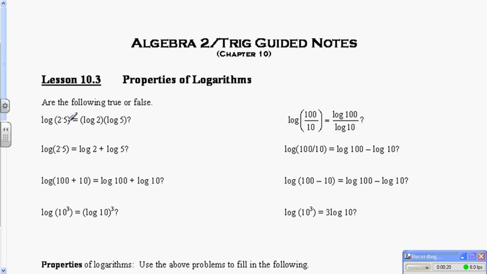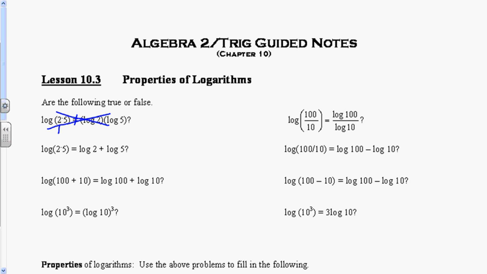This is asking you to take 2 times 5 and get 10, and take the log of 10, which would give you 1. And then I want you to take the log of 2 times the log of 5, and see if you get the same thing. And you would not. So in this exercise here, we're trying to figure out what are the properties of logarithms. And it is not this one.